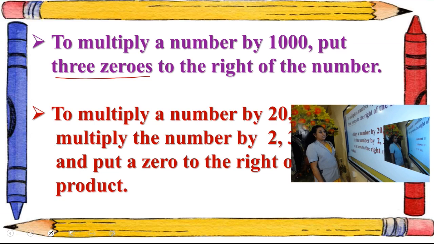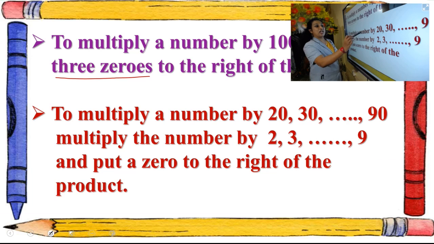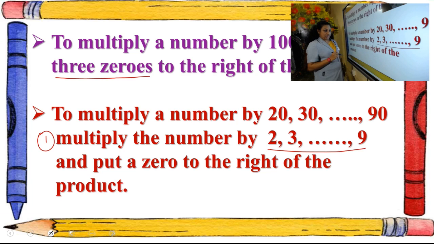Next point, what we learned? To multiply a number by 20, 30, etc. up to 90, the first step is to multiply the number by 2, 3, etc. 9. And the second point is put a 0 to the right of the product. Clear? When you multiply a number by 20, 30, etc., what is the first step? Multiply it with 2, 3, etc. and put a 0 to the right of the product. To the answer you get, you have to add 1 zero. All of you understood? Okay.